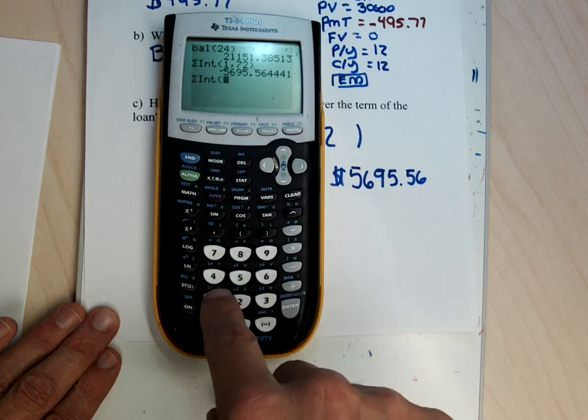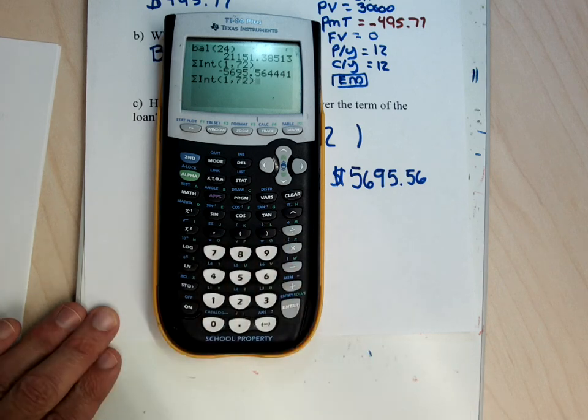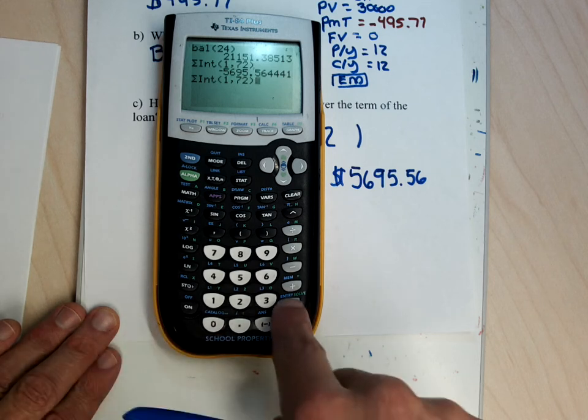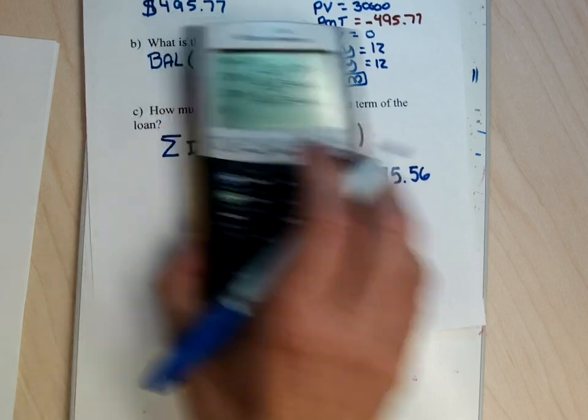Again, how I did that is I hit apps, finance, scroll down until I found sum of interest, and hit enter. I did 1 comma 72, 1 meaning the first payment, 72 being the last payment. Sum of interest means to add up the interest on all those payments, and I get $5,695.56.